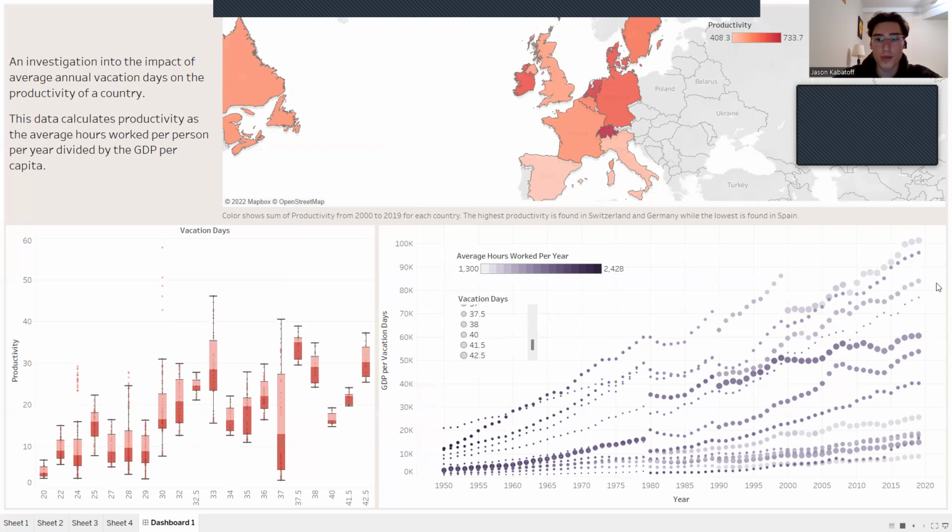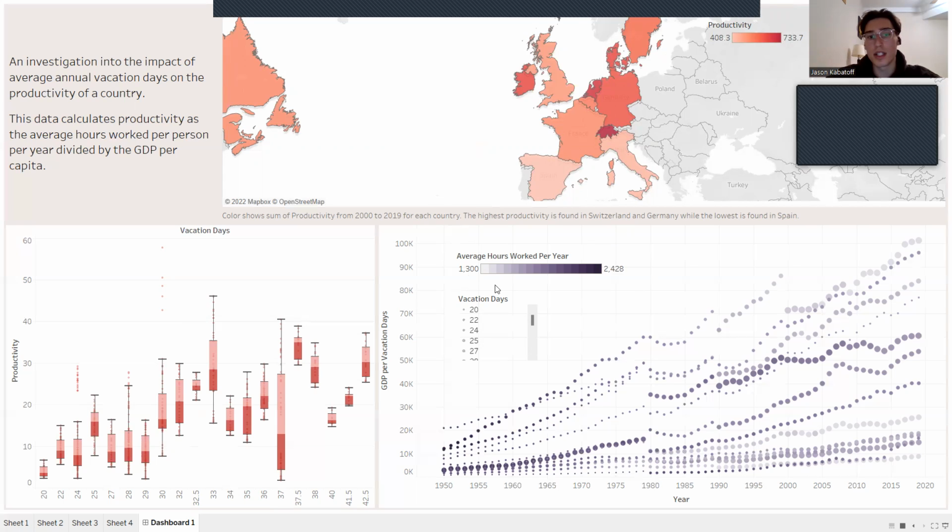Moving on to the final plot, this one's the most important plot for this study, and it's the GDP per vacation days per year. This plot has multiple elements to it. Basically, a large point indicates many vacation days, where a small point indicates a smaller amount of vacation days. And looking at the color, a darker color indicates more hours worked per year on average, whereas a lighter color indicates less hours worked per year on average.